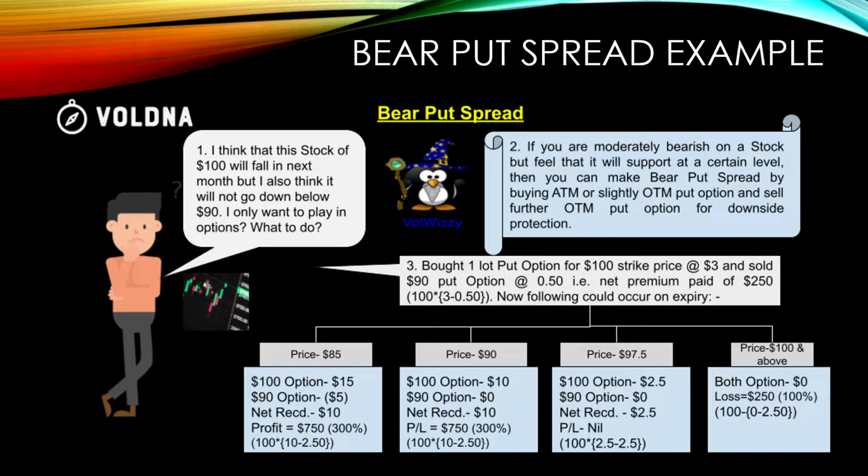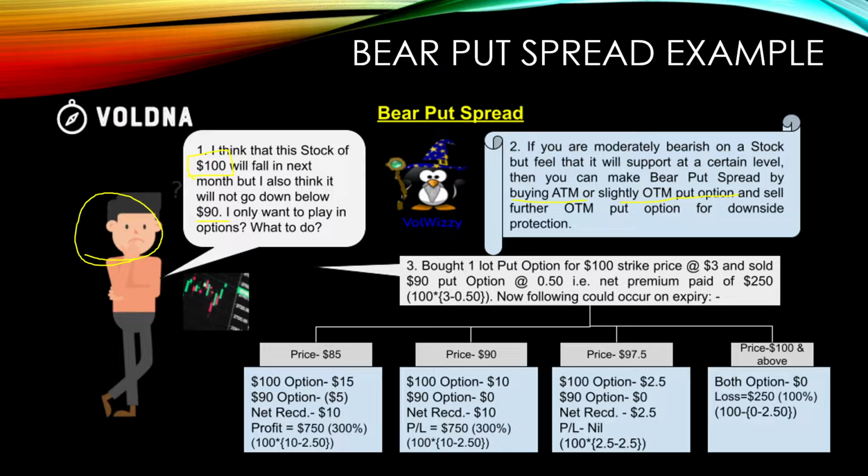This is a pictorial example of what we have discussed earlier. Here is a person who is hoping that a stock trading at $100 is going to fall, but will not go beyond $90. He wants to play in options, but what should he do? He can buy an at the money put option and sell a slightly out of the money put option.